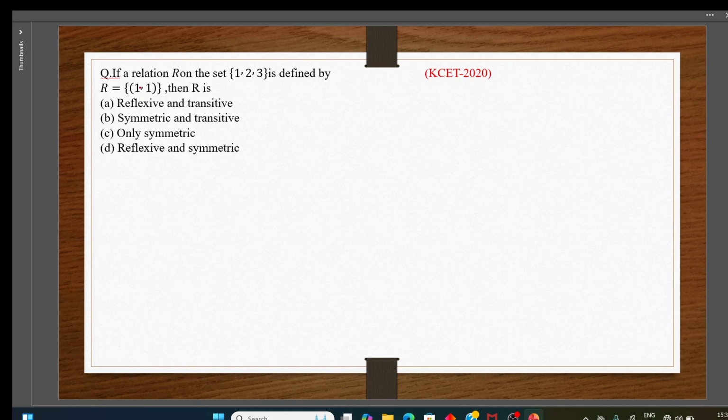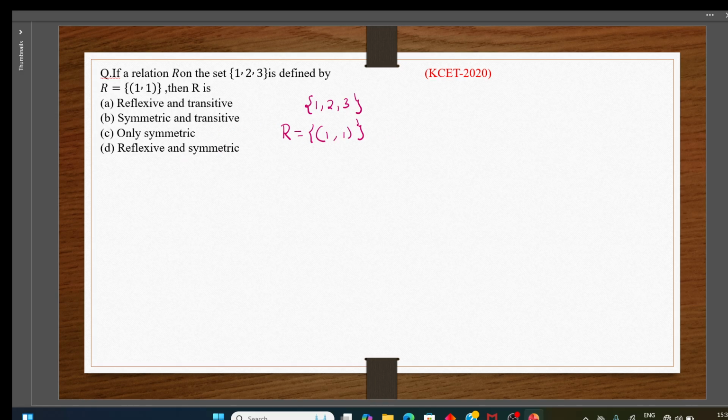Here is the question: if a relation R on the set, what is the set here? The set {1, 2, 3} is the set. The relation R is defined as the set containing (1, 1). Then what is R here? Is it reflexive and transitive, or symmetric or transitive, or only symmetric, and the next one is reflexive and symmetric. So which option is correct?